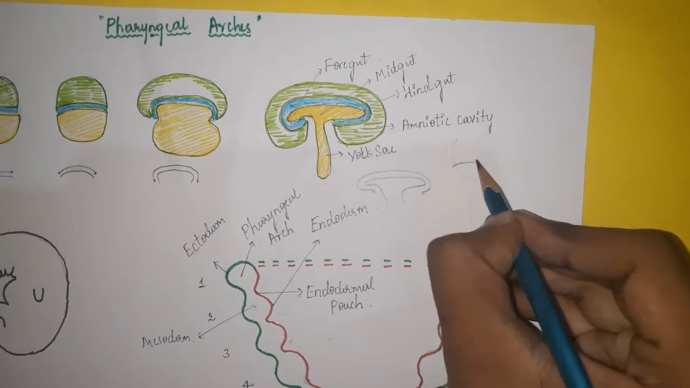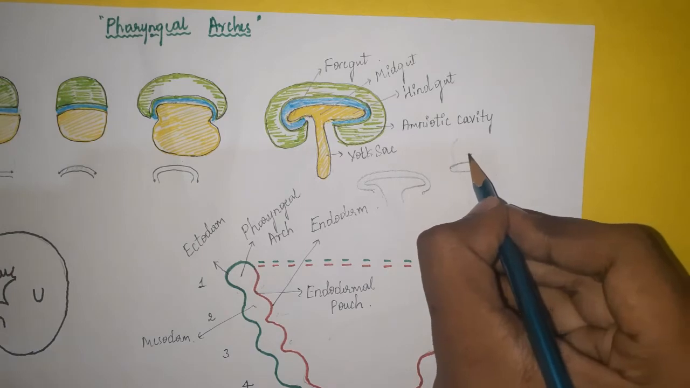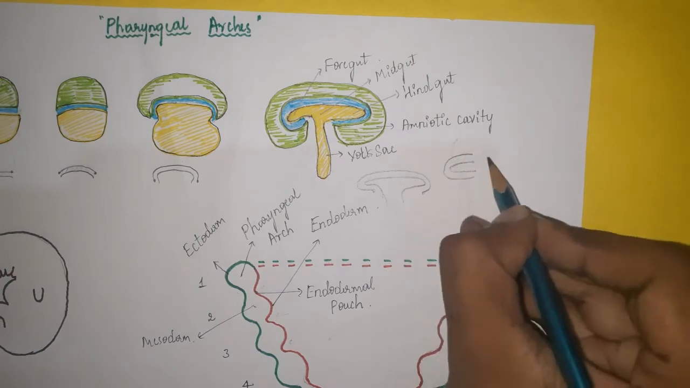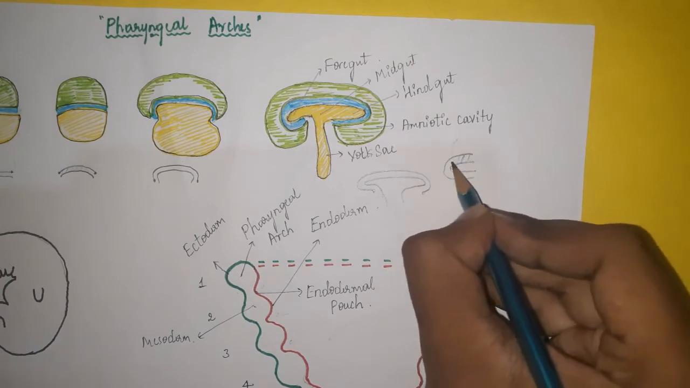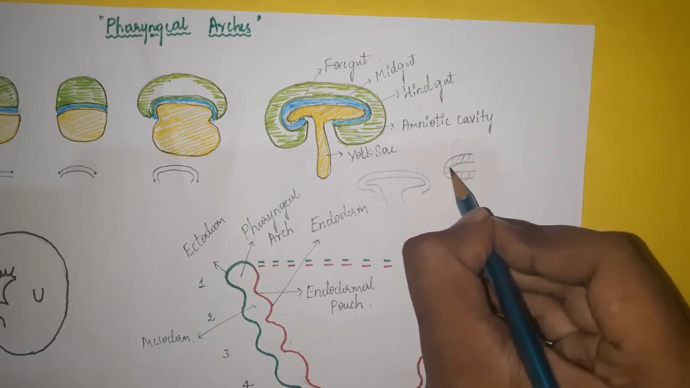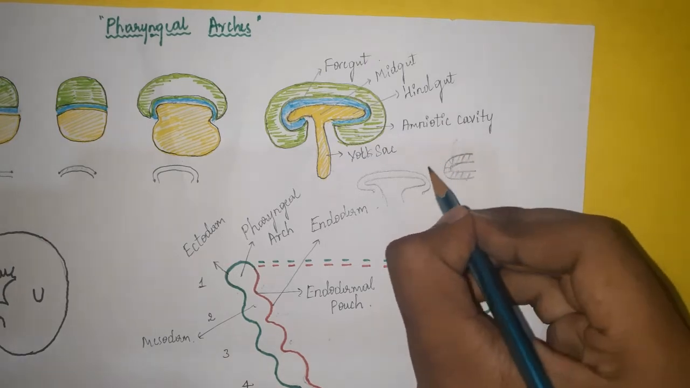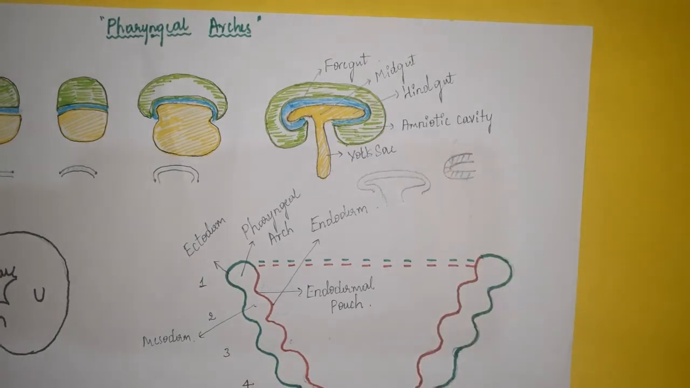This is the foregut, right? This is the mesoderm, and this is the mesoderm. This is the foregut. Of course, it is lined by endoderm. This is the ectodermal lining of the amniotic cavity. This whole surrounding portion is the amniotic cavity.